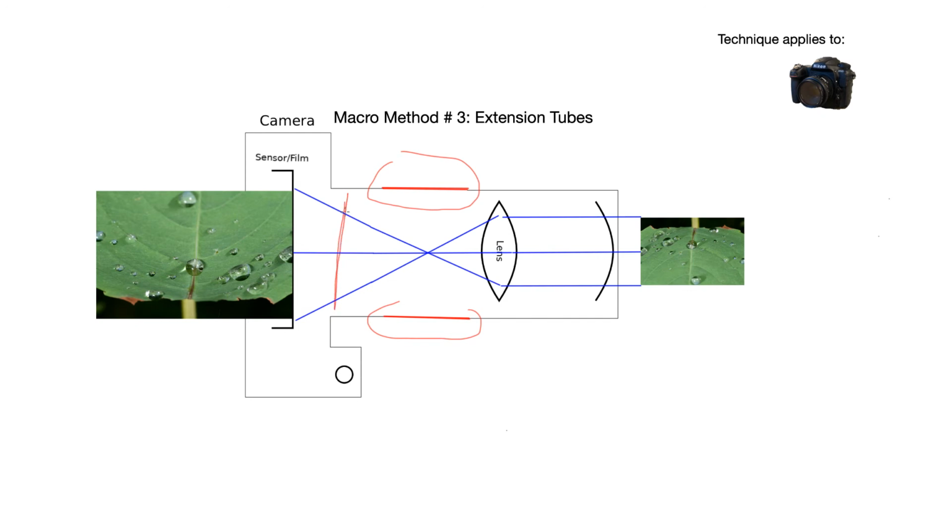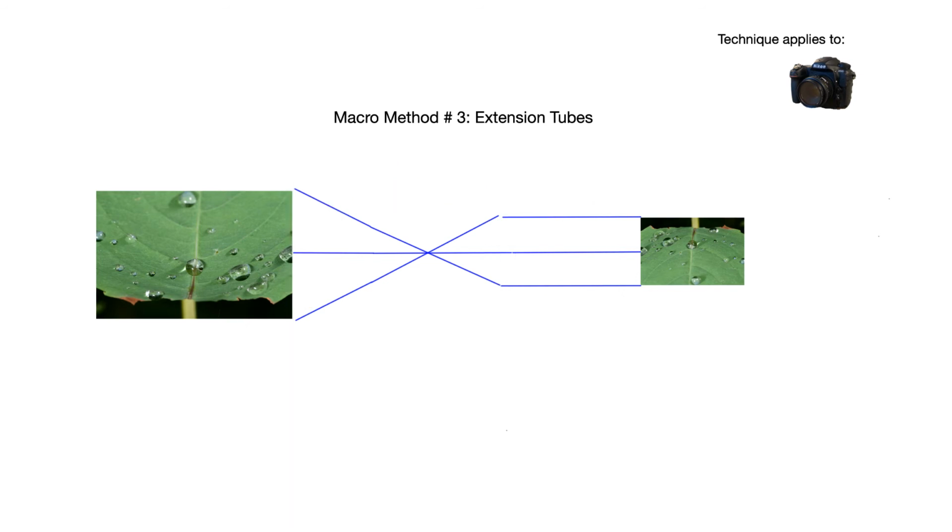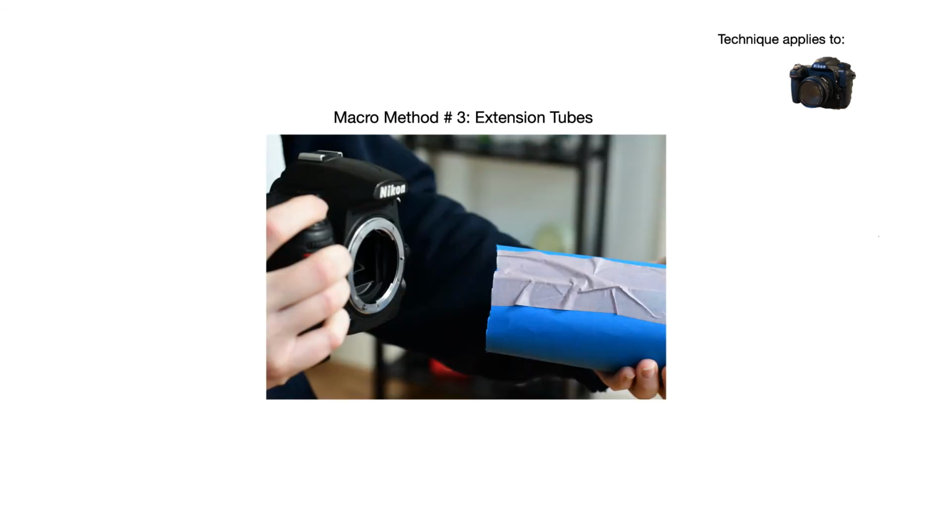And so you can see by moving it back, by basically separating the lens from the body of the camera, the light has a little more time to spread out than it normally would have, which magnifies our image. So we're just physically moving the sensor away from the lens, and that lets us get a little more magnification out of our lens.